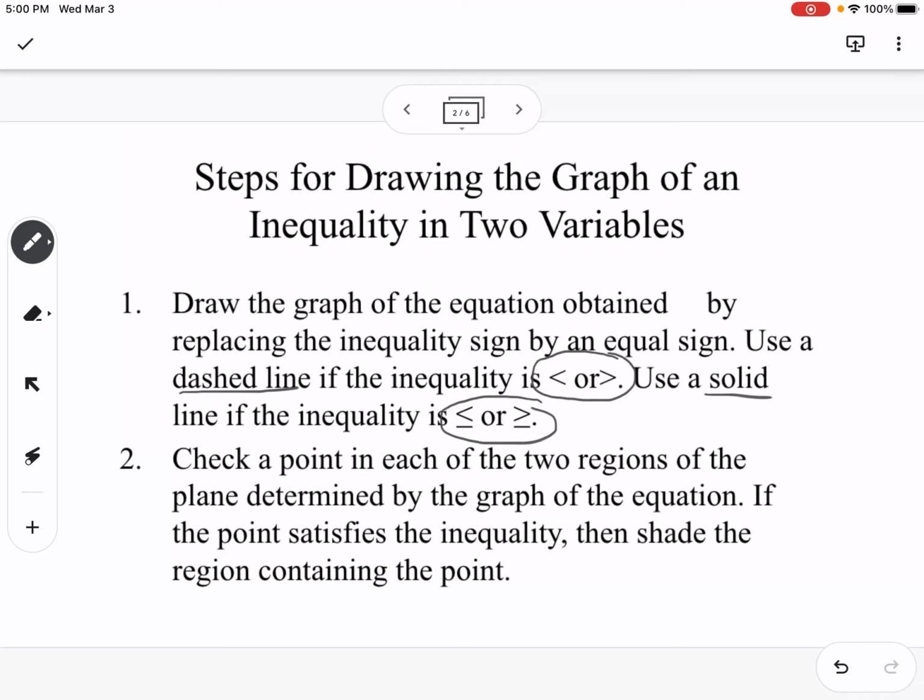Then if you read the inequality out loud and you're saying y is less than, you're going to shade below. Or if y is greater than, you're going to shade above. You can always pick a point in either region and plug it in to see if it makes a true statement. If it's true, you're going to shade that region. If it's not true, you would shade the opposite region.